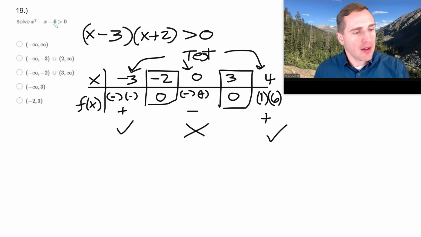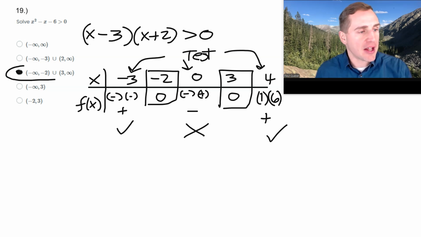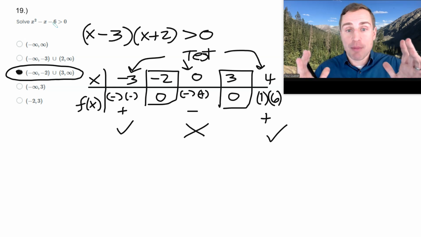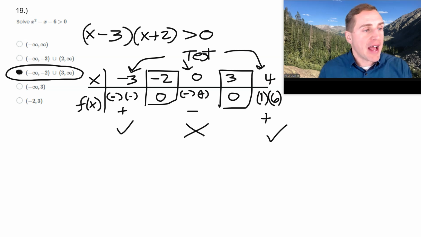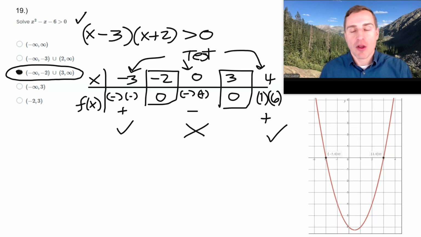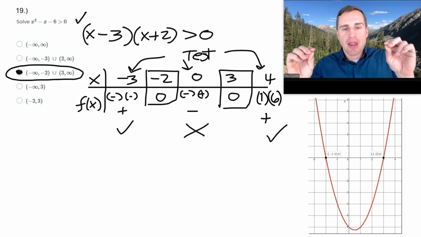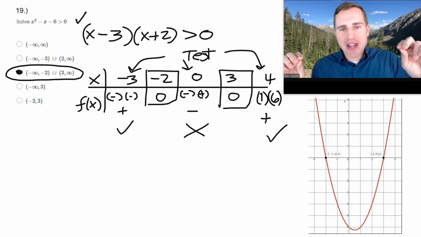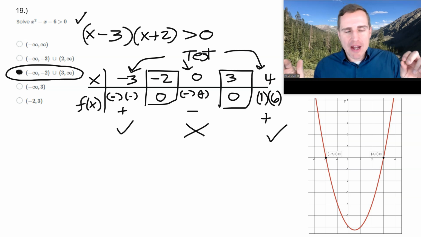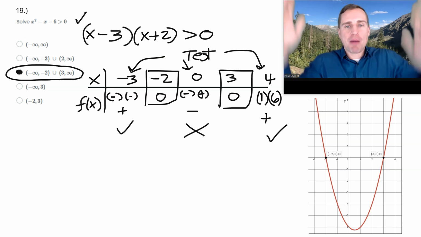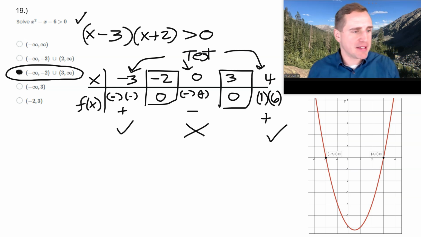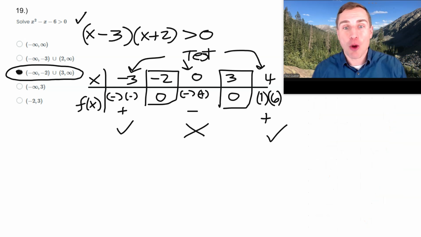So from -infinity to -2, non-inclusive, and then from 3 to infinity, non-inclusive of the 3, we unite. That's a union symbol, which means take both those intervals, and that's going to be when this is greater than 0. By the way, if you did look at the graph, it'd be an upward-facing parabola, and to the left of the left x-intercept and to the right of the right x-intercept, that's going to be when the parabola is above the x-axis. So that's going to be exactly these 2 intervals. Okay, hope that makes sense.